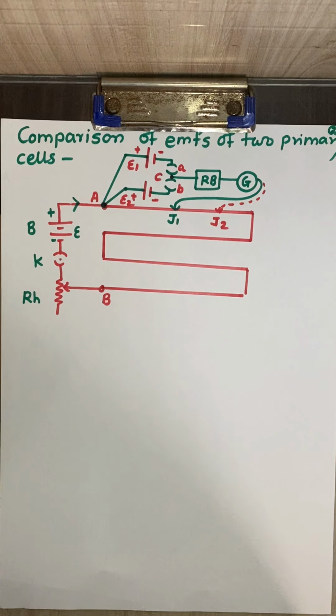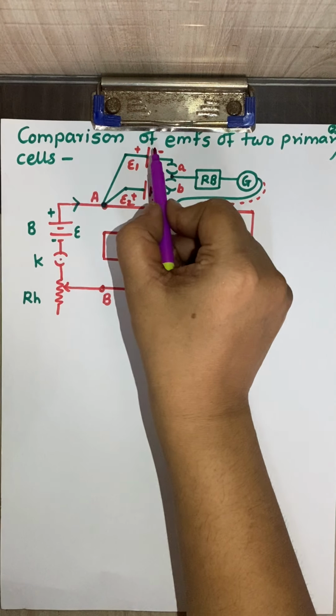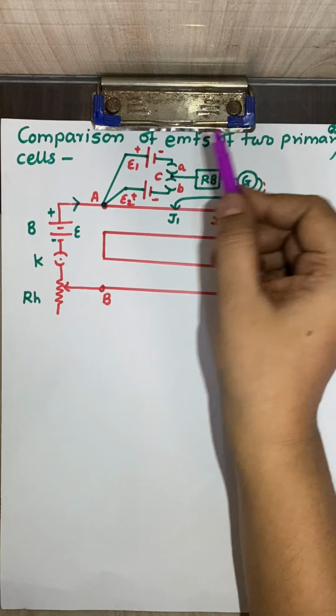Now we will discuss the various applications of the potentiometer, because whenever we have a certain principle and a device, how it is applied in practical applications is very important. For us, the first application is the comparison of EMFs of two primary cells.